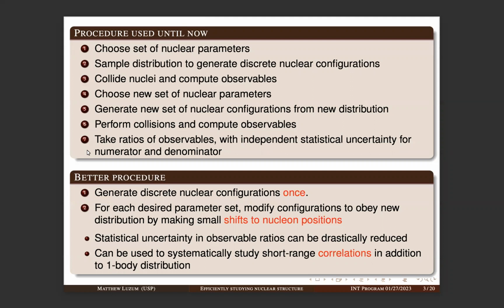So will it capture all types of fluctuation? For example, your position fluctuation that you can capture by this shift to the nucleon position. What about, let's say you have color charge density fluctuation? Will it capture that? Good question. I mean, not in this method.